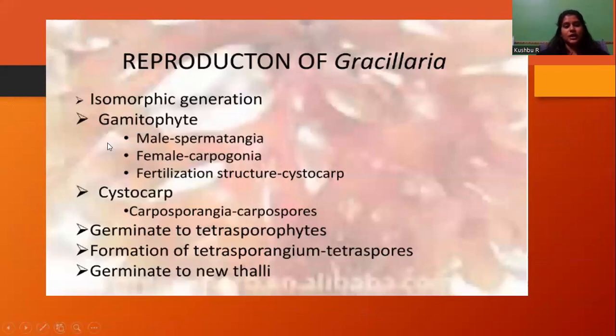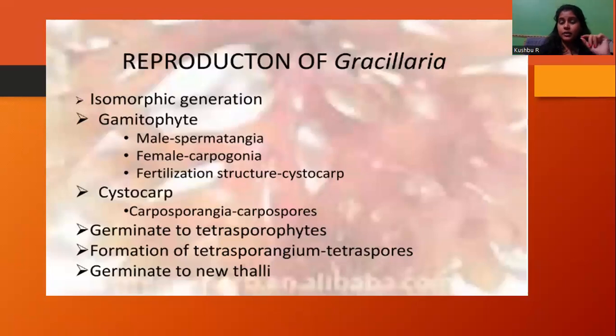So the first one is the isomorphic generation. Then in the gametophytic condition, we have the male gametophyte production, that is your spermatangia, and your female gametophyte called carpogonium. And then there is a fusion of it. As a result of your gametophytic fusion, cystocarp is produced. Now cystocarp will produce carpospores. These carpospores will produce tetrasporophyte. Tetrasporophyte will give tetraspores.